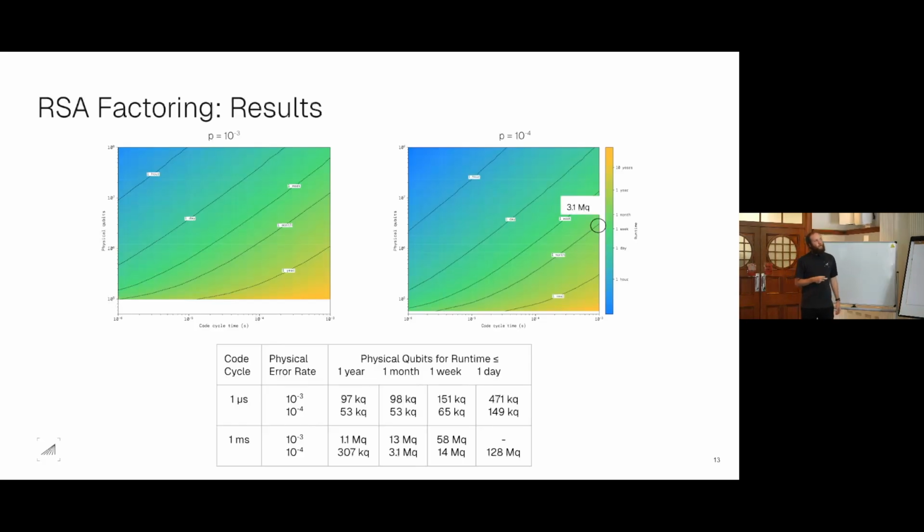If we look at different hardware platforms, something like trapped ions, where we might expect to have a better physical error rate, more like 10 to the minus 4, but a code cycle time more on the order of a millisecond, then we're looking at a higher number of physical qubits simply to account for the fact that we're going to need a lot of parallelism to finish this in a feasible time. So for example, if we want to do this in a month on this trapped ion computer under those assumptions, then we're going to need more like 3 million physical qubits.